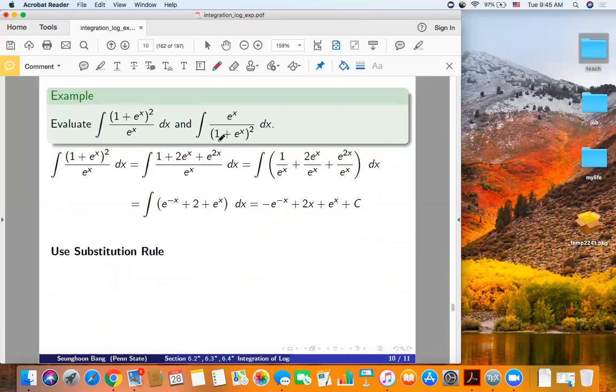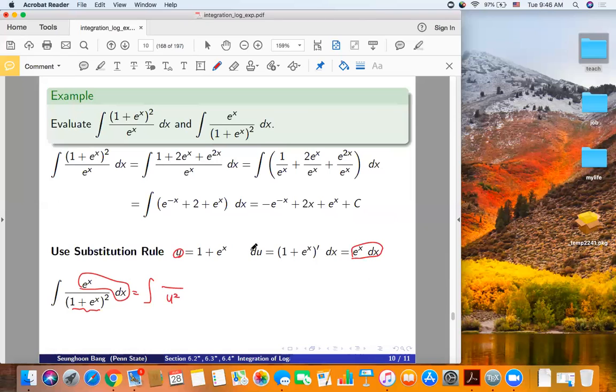The next one, you can use u substitution. The denominator is like u. The du is (1 plus e to the x) prime. 1 prime equals 0. e to the x prime is only e to the x. So substitute. You can plug u into the denominator 1 plus e to the x. This is u squared. So e to the x dx is here. e to the x dx is du. So we have 1 over u squared times du. You can change it to a negative exponent.